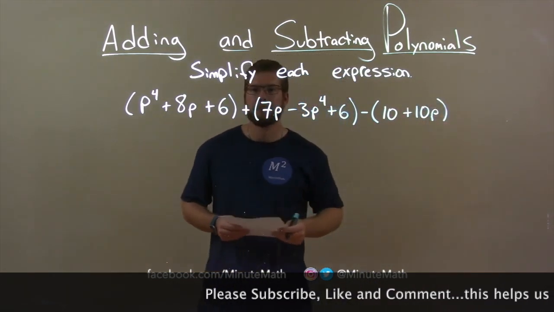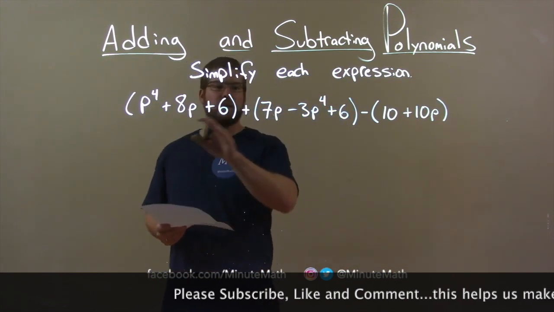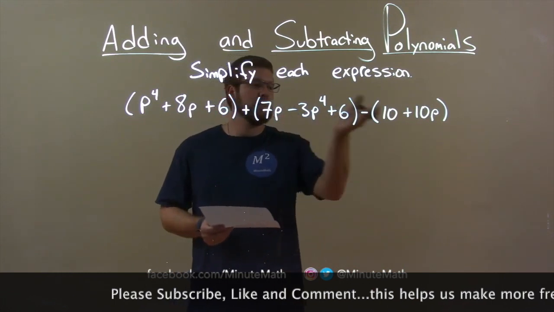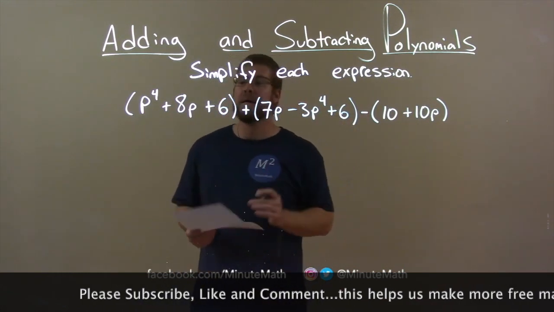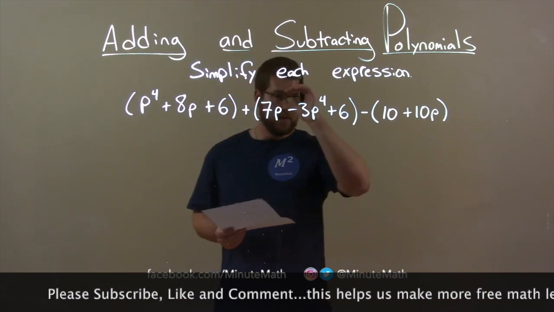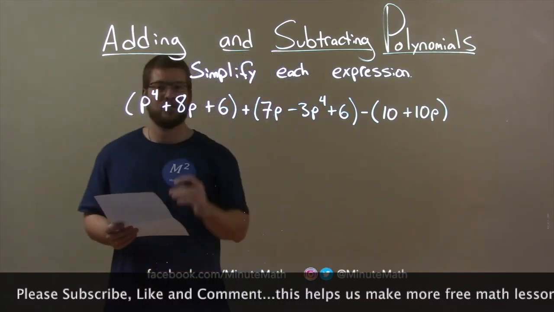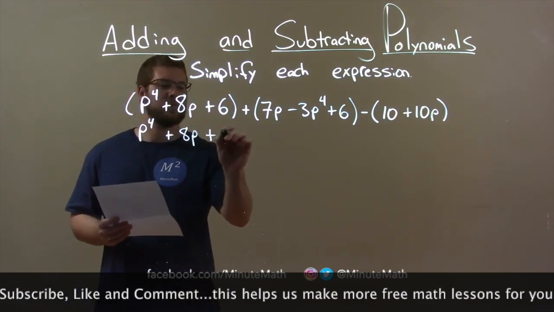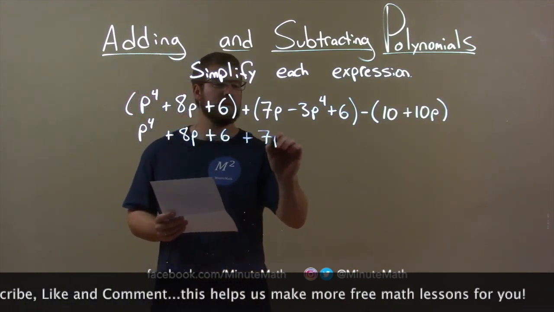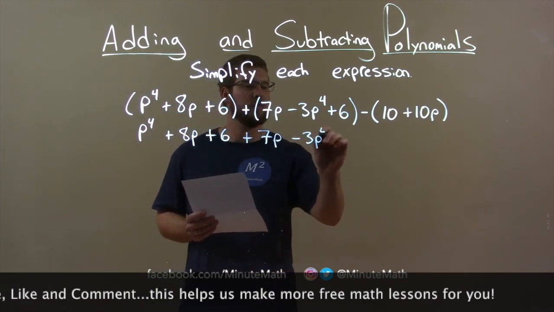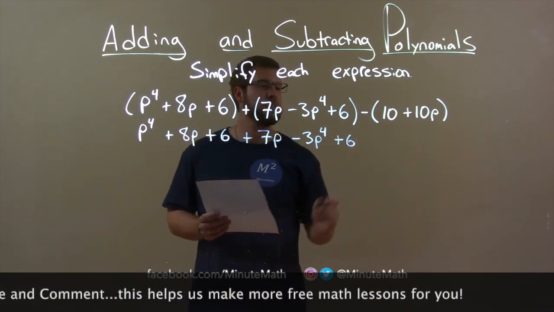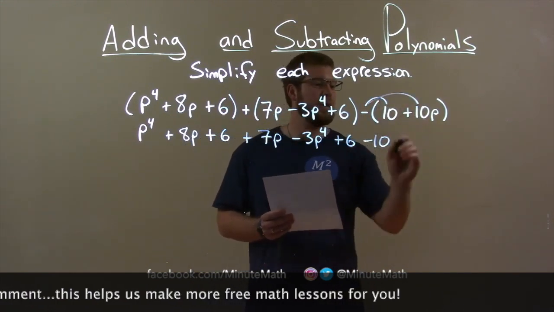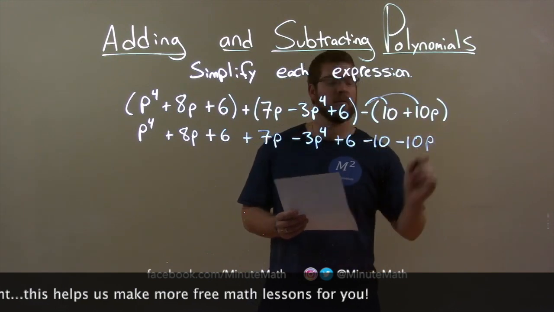Okay? Well, again, first thing I look is within each parenthesis, is there anything that I can simplify? There's nothing that I can combine, no like terms within each parenthesis, so no. From there, we distribute the minus sign to our last parenthesis. Everything else just comes down. P to the 4th plus 8p plus 6 plus 7p minus 3p to the 4th plus 6. Now we distribute the minus sign. A minus 10 and then a minus 10p here.